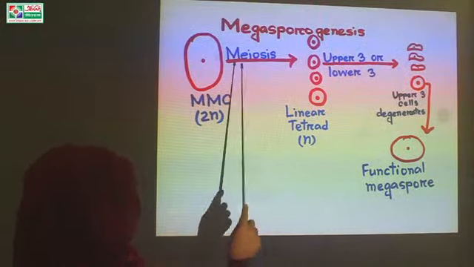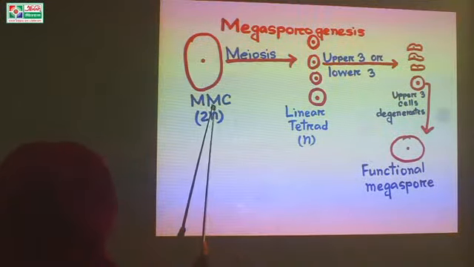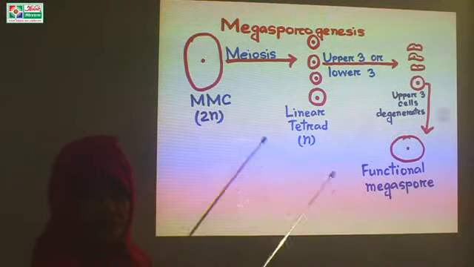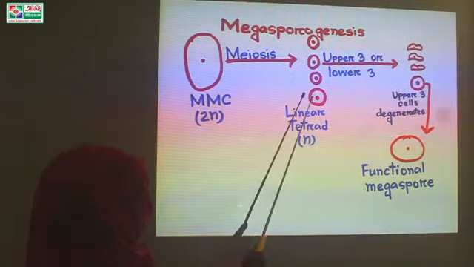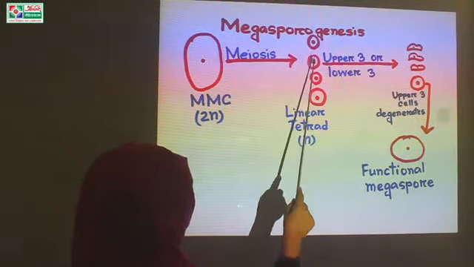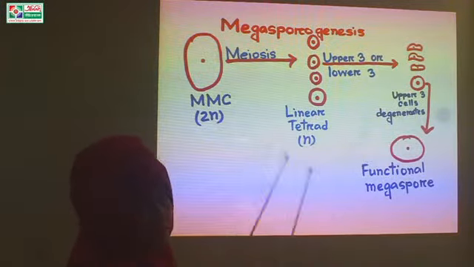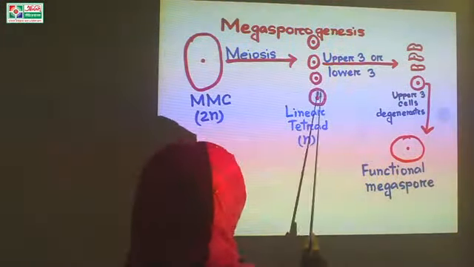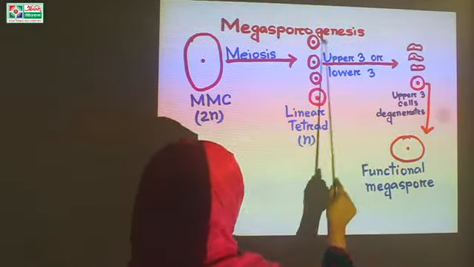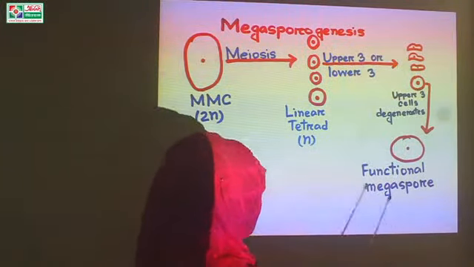Students, this is megasporogenesis in short. You can follow this flowchart. This was the megaspore mother cell, 2n, diploid in nature. It undergoes meiosis and produces four haploid nuclei or megaspores, 1, 2, 3, 4. These are known as the linear tetrad. And the upper three or lower three degenerate, producing one functional megaspore.